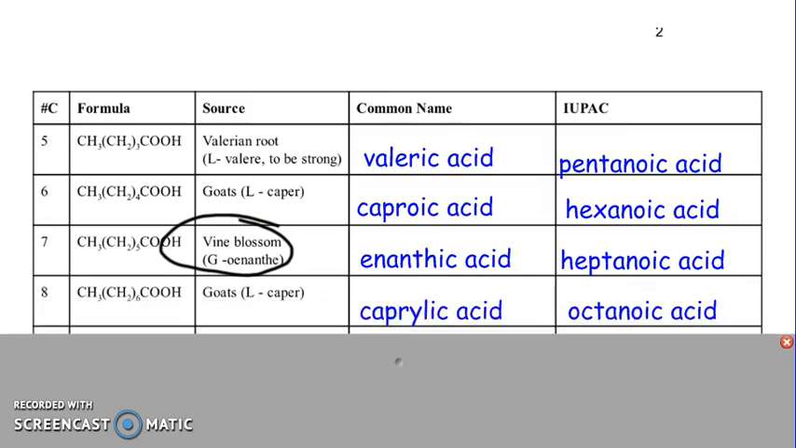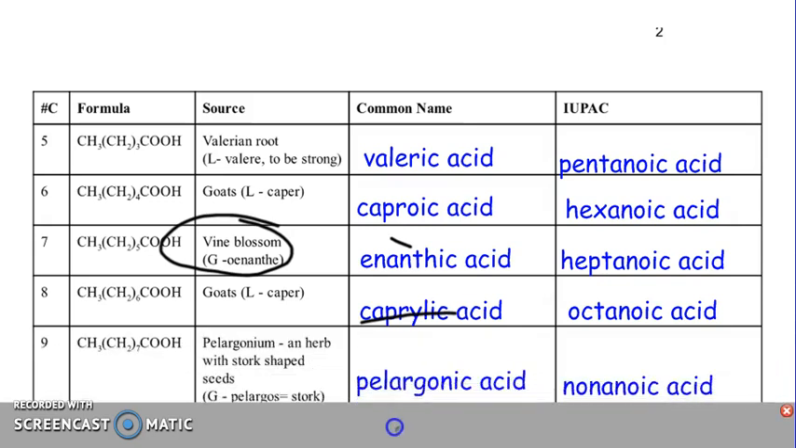Here we see these goats again, all right? So apparently goats have more than one acid found in them. They had to come up with a different name for 8 carbons. So up here it says caproic acid, down here caprylic acid. I'm really glad, I don't know about you, we have hexanoic and octanoic. I can think about that and relate that a whole lot better.